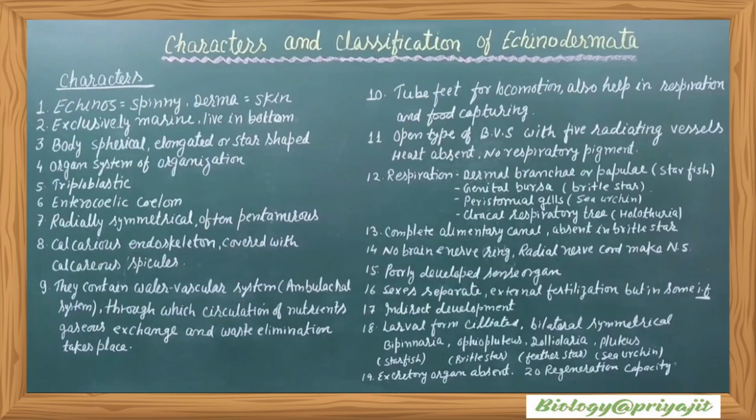Characteristics and classification of Echinodermata. Echinos means spiny and derma means skin. So they are exclusively marine, living at the bottom of aquatic bodies. Their body is spherical, elongated or star-shaped. Organ system level of organization is found. They are triploblastic, with enterocoelic coelom. They are radially symmetrical, but often pentamerous. Calcareous endoskeleton. They are covered with calcareous spicules.